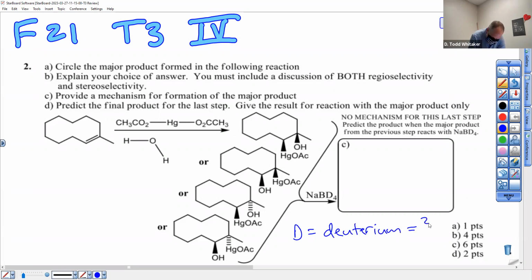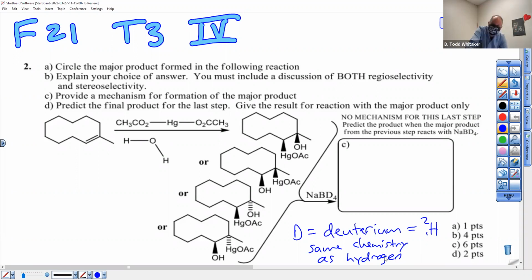Deuterium is a heavy isotope of hydrogen. Same chemistry as hydrogen, but you put a D instead of H as the label. That's the whole story with isotopes, and isotopes help us figure out mechanism. All this work was done before, and we're just testing you to see if you remember the results.